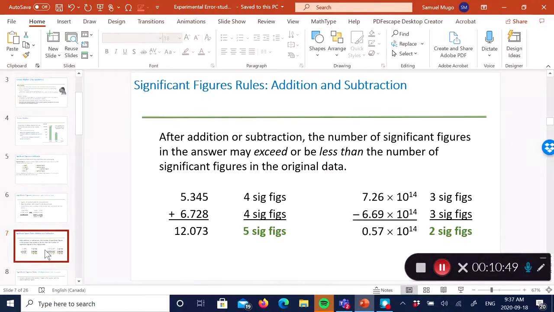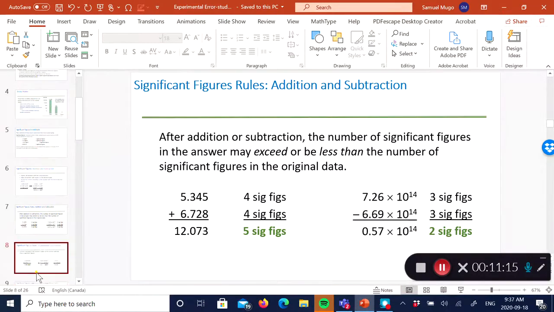If again you're doing addition and subtraction, remember you can have the answer with more significant figures. For example, in this case, when you add these numbers, the answer has 5 or 6 figures, whereas the numbers you added have only 4 significant figures. And in this case for subtraction as well.